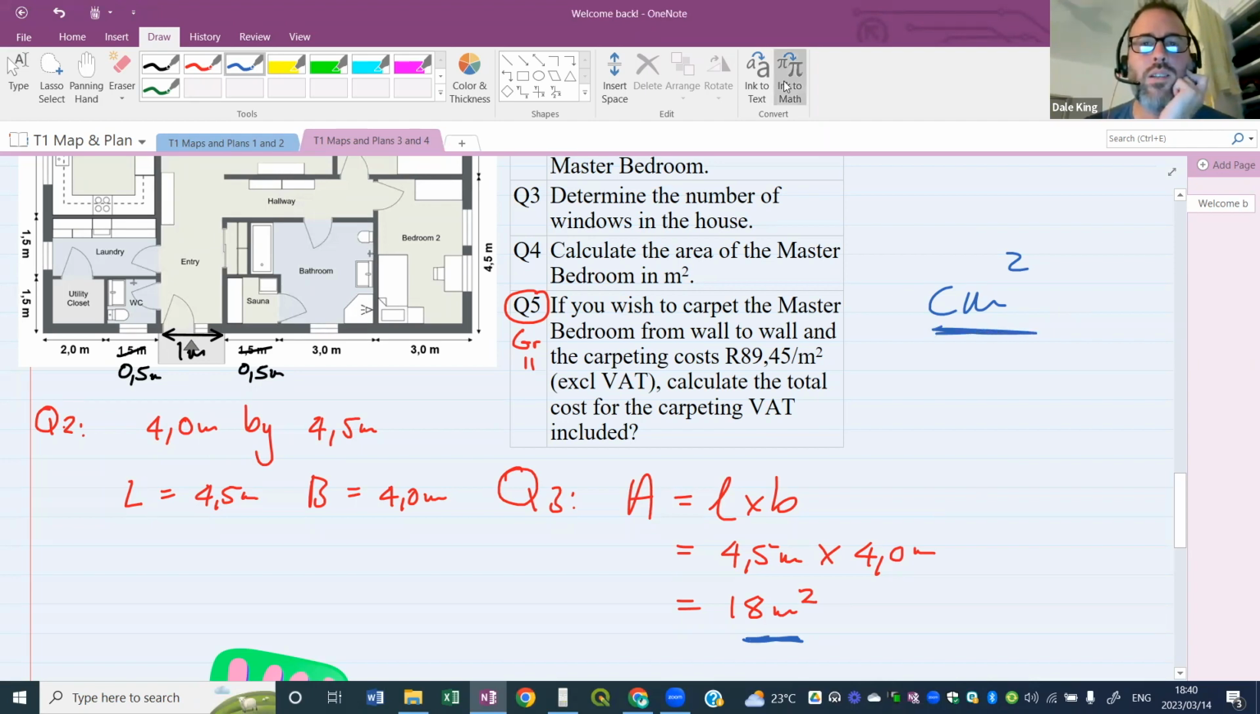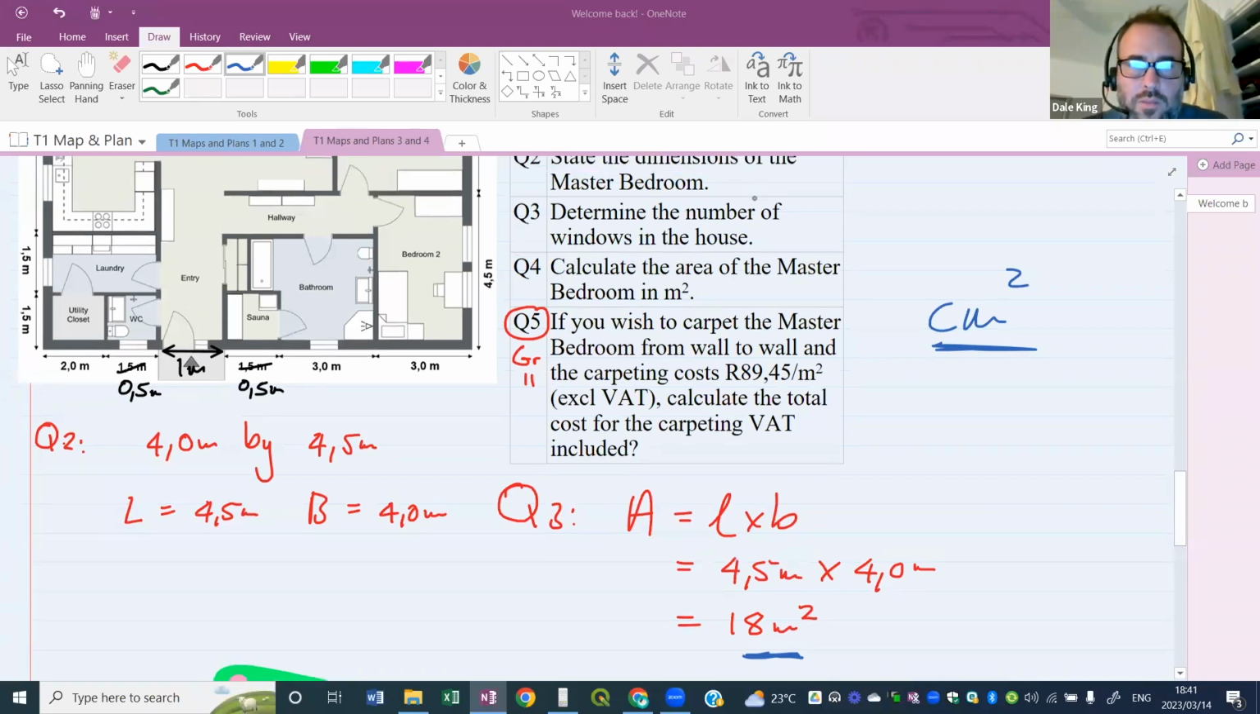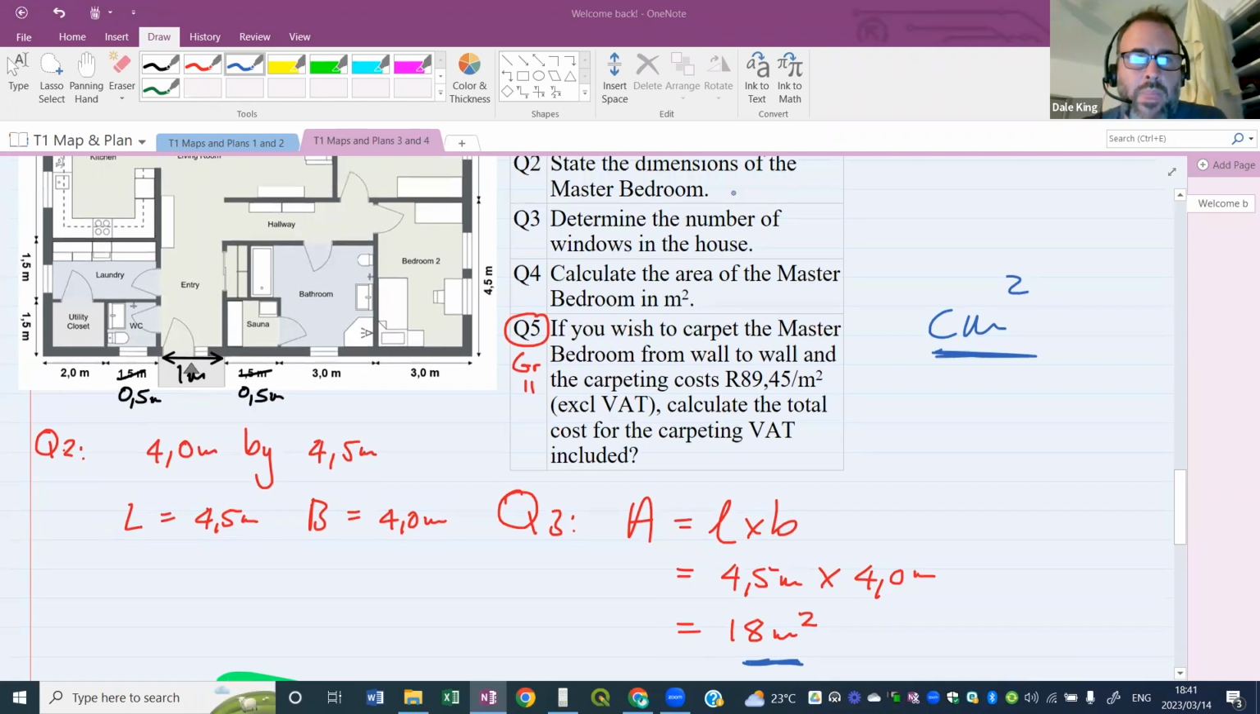This is tricky. Vivan's trying it out. Oh, so okay, no, we're not multiplying the windows. I see what you're saying. I keep referring to question 3. We worked out 10 for that. This is question 4. Sorry. Calculate the area of the master bedroom in meters squared. That's where there's confusion. Sorry, this is question 4.